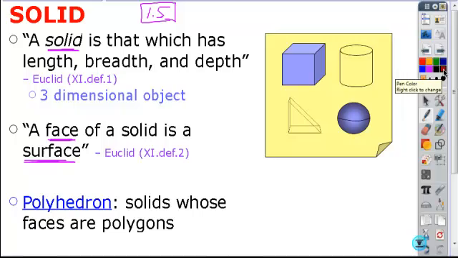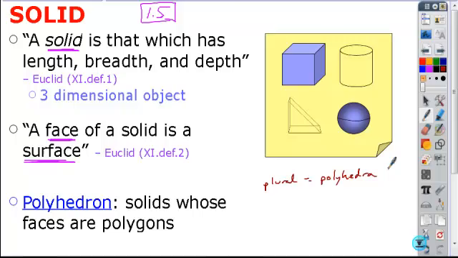Solids that have only polygon faces are called polyhedron. The plural of that is polyhedra. And so those are solids whose faces are only polygons. And so most of what we're going to talk about solid-wise will be polyhedra.